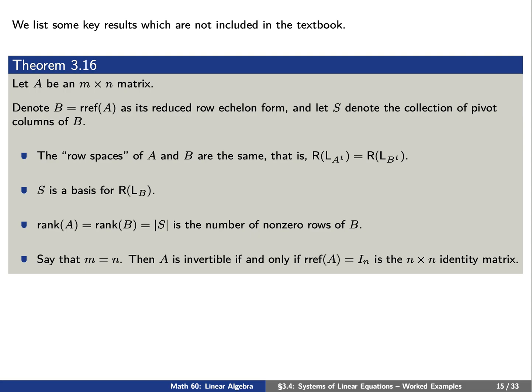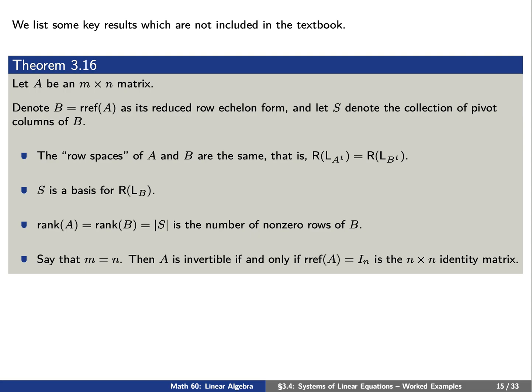First, the row spaces of A and B are the same. Not the column spaces, but the row spaces. Remember that these will be the subspaces spanned by the rows of our matrices. Second, S, the collection of pivot columns of B, forms a basis for the column space of B. Third, we can compute the rank of A as simply the number of non-zero rows of B. Equivalently, this is the number of pivots that we have in our matrix B.